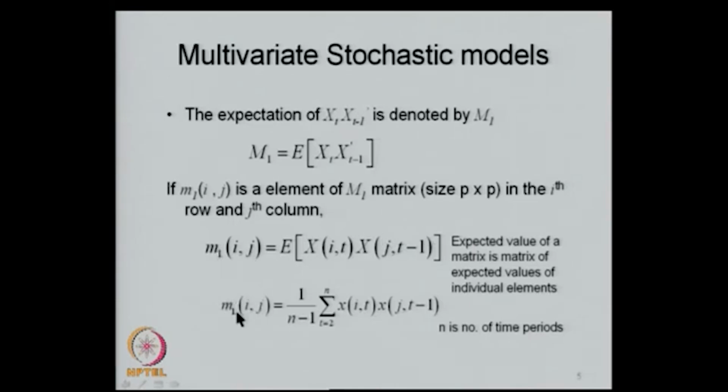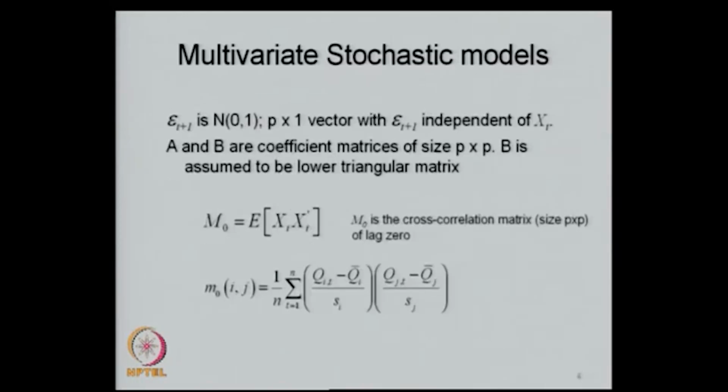Much the same way as we wrote M naught ij, we now write M 1 ij. So, we take the flow at the ith site and the flow at the jth site. This is at time period t and this is at time period t minus 1, and then we write this expression. Because we are lagging it by 1, we start from t equal to 2. So, I get the elements ij for i equal to 1 to p as well as j equal to 1 to p; we get all the elements from this expression. And therefore, M 1 is defined completely, M 0 is defined completely.